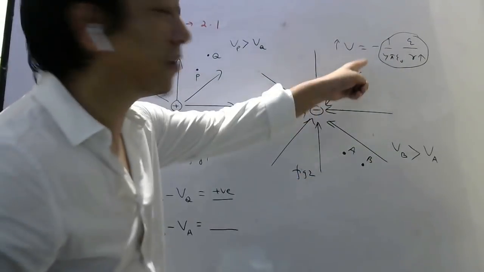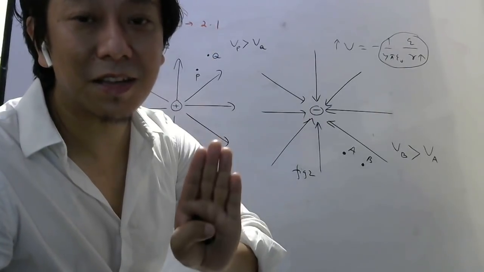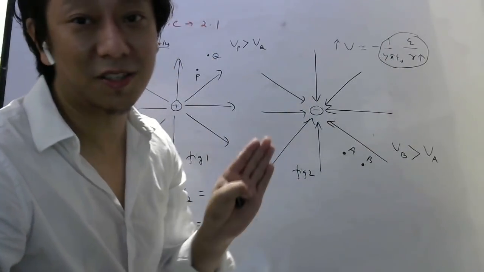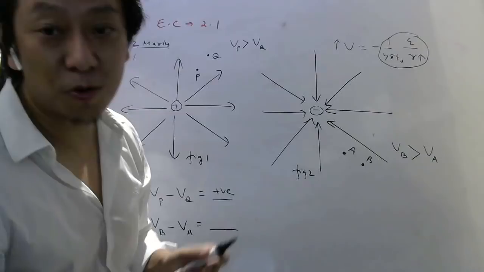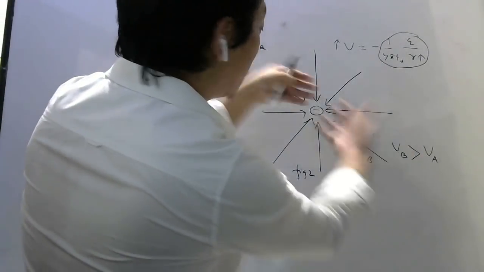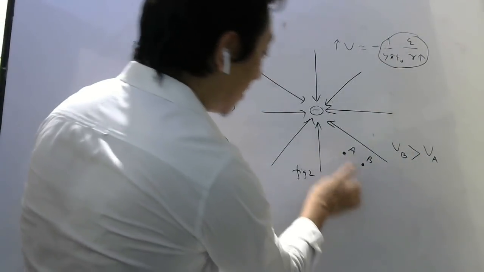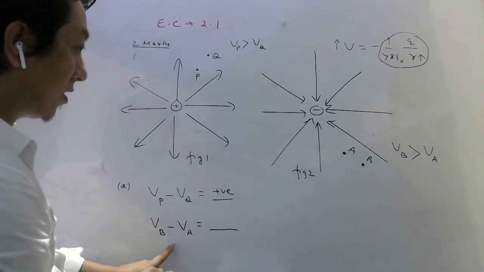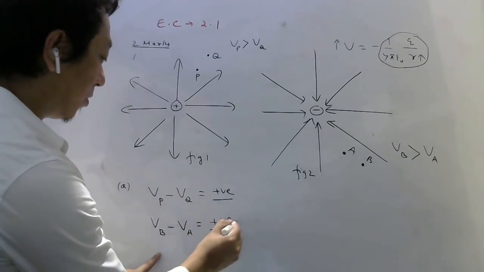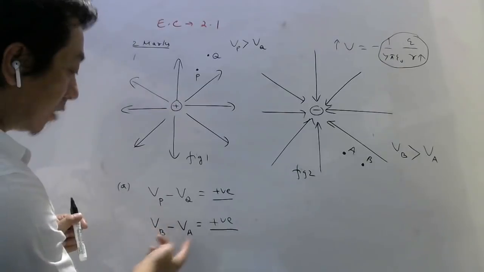Again, don't think this way. Just think electric field lines are from higher potential to lower potential. And for a negative charge, how do you draw electric field lines? Radially inwards. That means this is higher, this is lower. So Vb minus Va will be positive. Conversely, if I ask Va minus Vb, it will be negative.